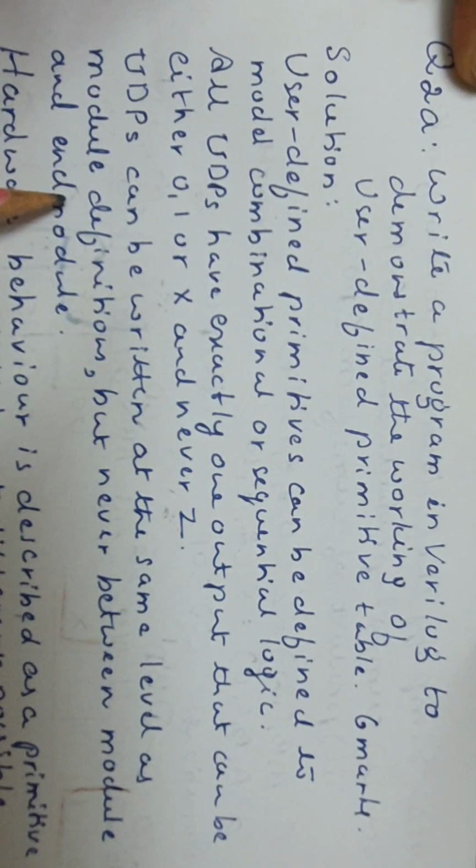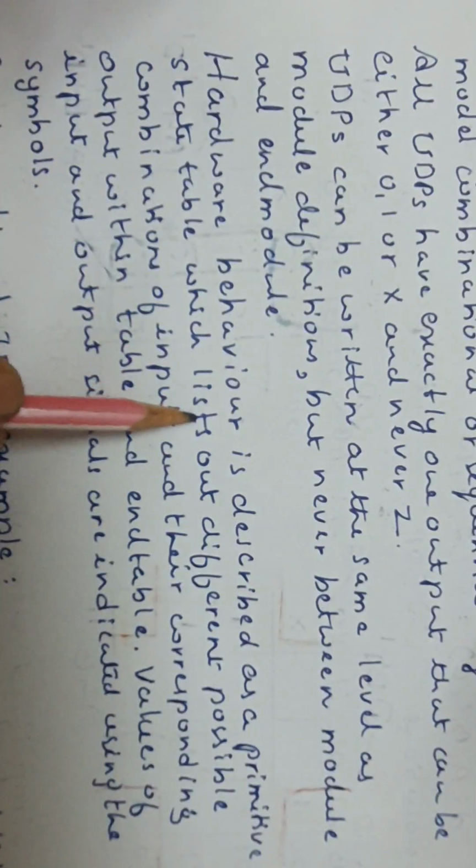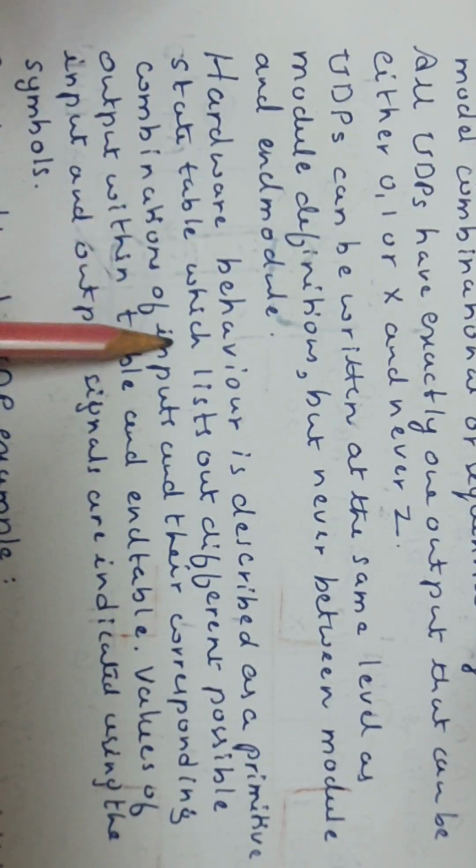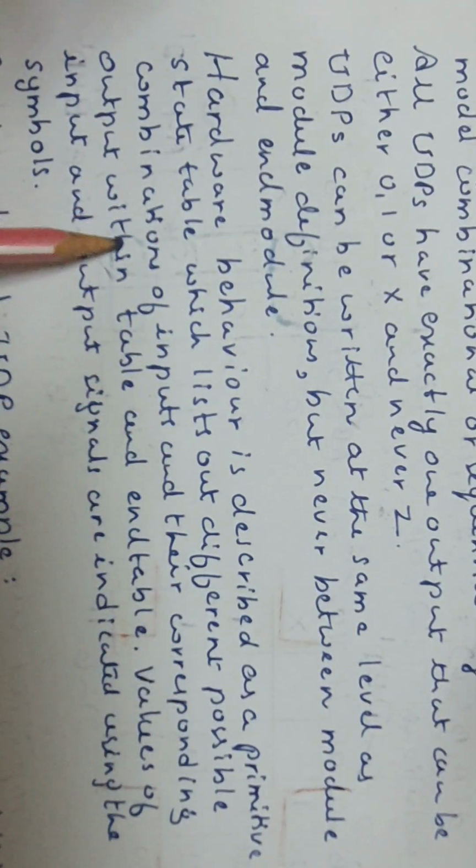And in a Verilog module, we have to write another program called test bench to give a set of inputs to the first program. But here, the user-defined primitives we write will be independent programs. They don't need any test bench. In the user-defined primitive table only, we give the set of inputs needed for checking the program. Hardware behavior is defined as a primitive state table which lists out different possible combinations of inputs and their corresponding output within table and end table.